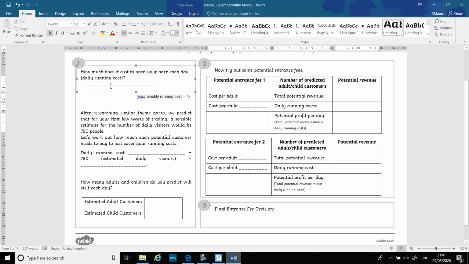Okay, I hope that makes sense. It's hard to explain on the video, but I hope that makes sense. You want to choose a price that comes out slightly above your daily running cost. If it comes out way above your daily running costs, I'm not convinced that you'd get that many people to come.